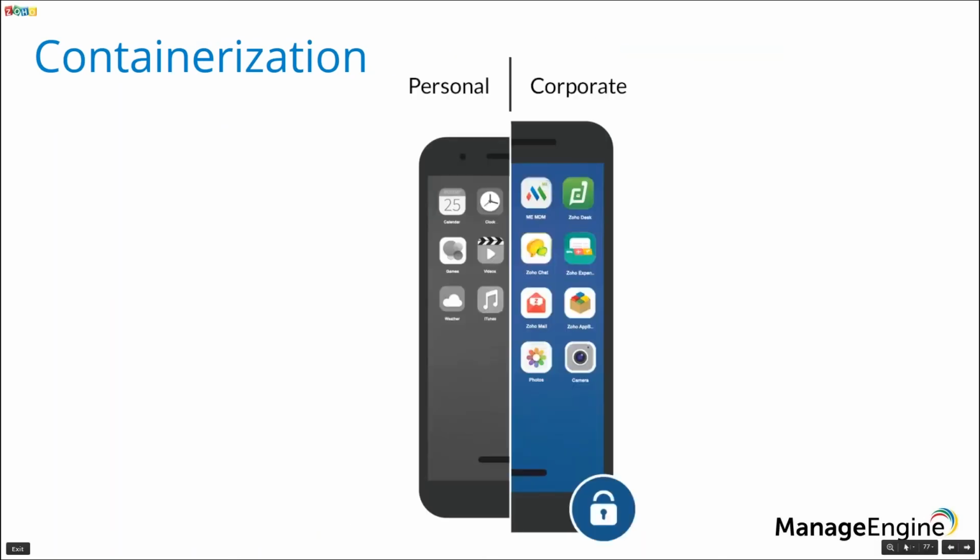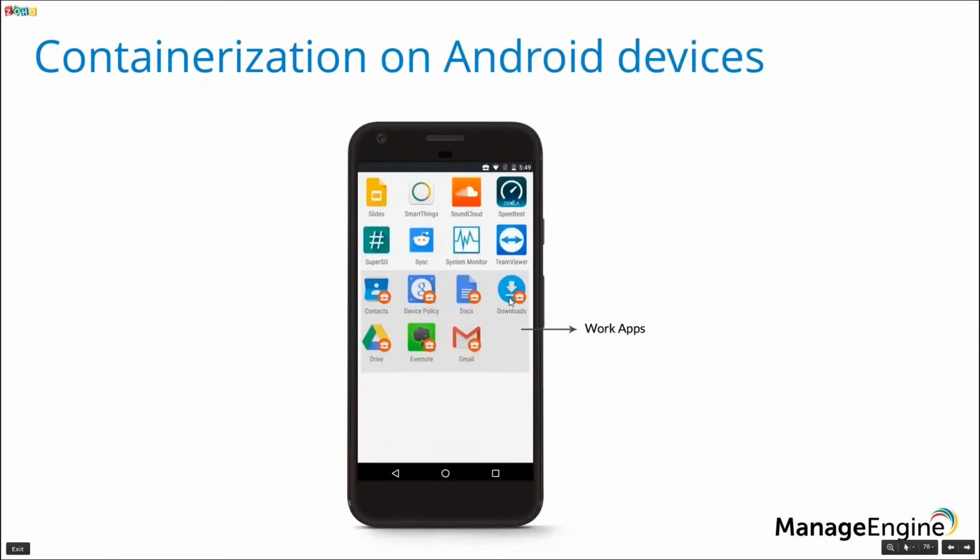So when it comes to an iOS device, you'll not be able to see any difference between a personal application or a corporate application if it has been added through email invite or self-enrollment. But in the same case for Android, you will see a work patch icon. So these are the list of applications which have been distributed from our MDM product.